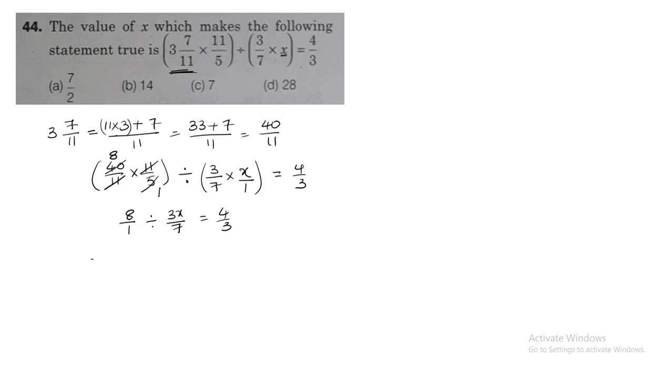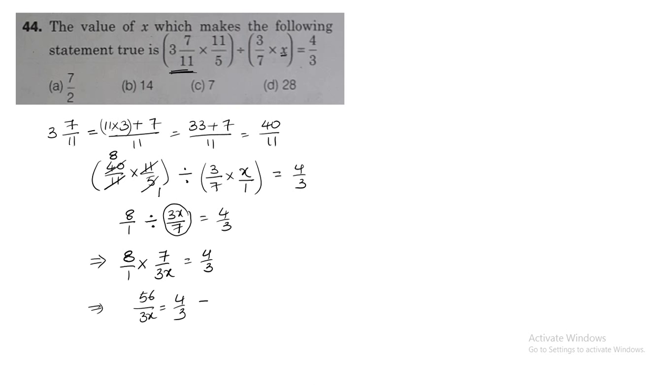Now how can you write this? Whenever you are having division, I can write 8 by 1 into, so this division I can make multiplication by reciprocating this value. Reciprocating means writing it upside down. So the numerator becomes the denominator and the denominator becomes the numerator. So 7 by 3x is equal to 4 by 3. Now when I do multiplication, 7 8s are 56. So 56 divided by 3x is equal to 4 by 3.